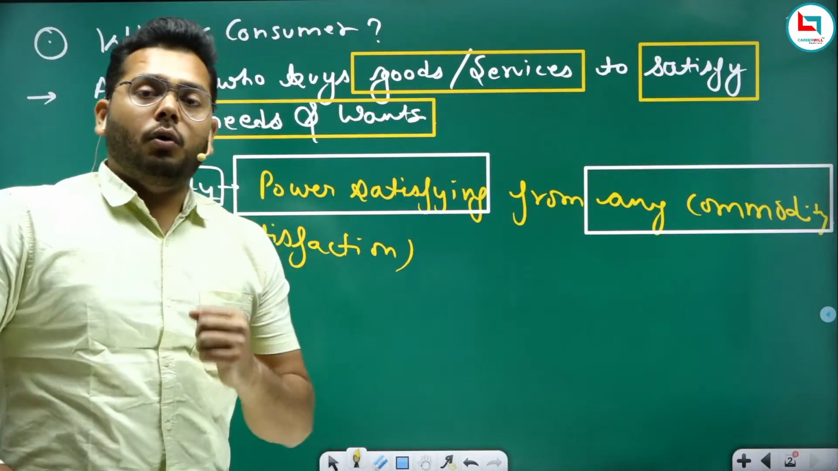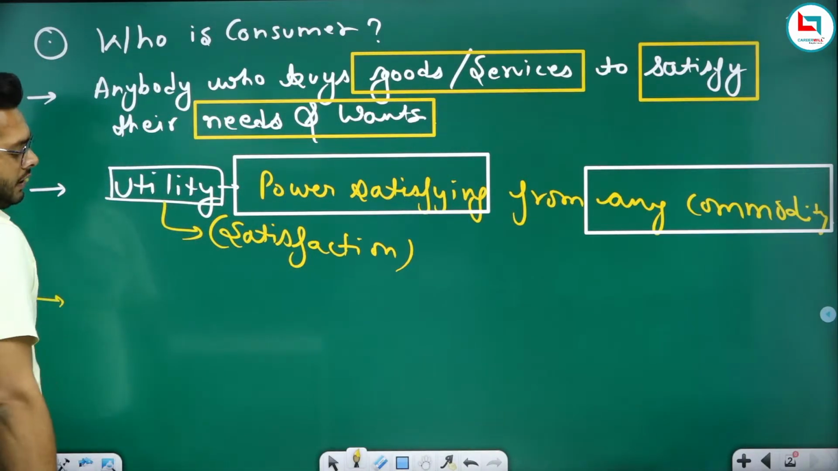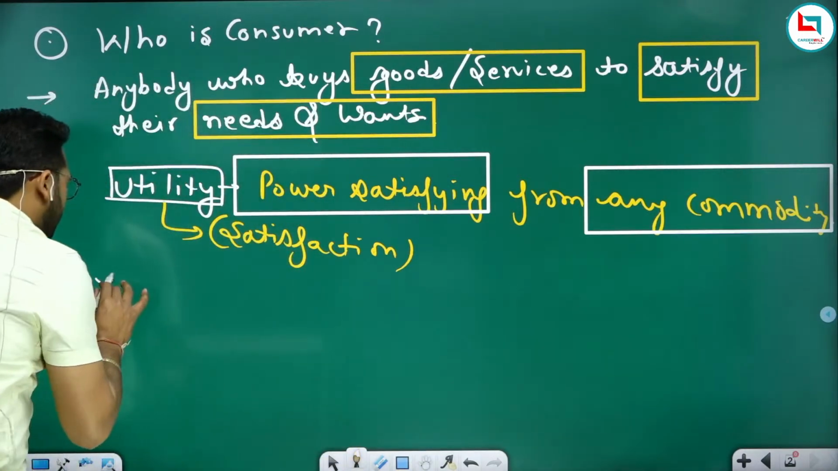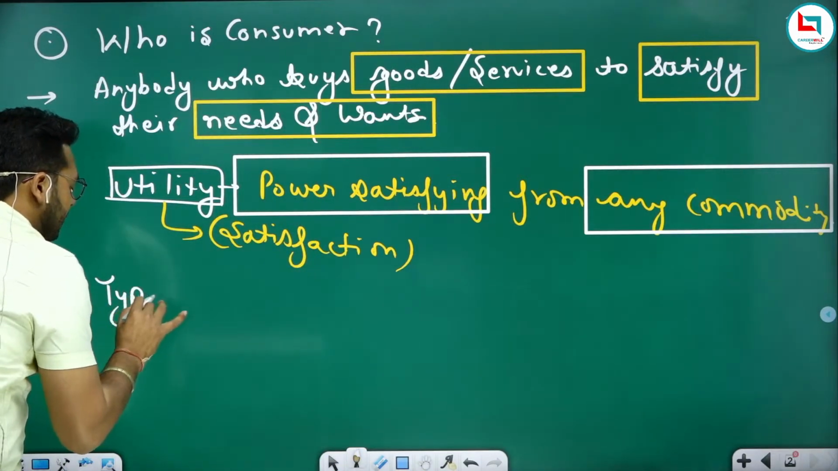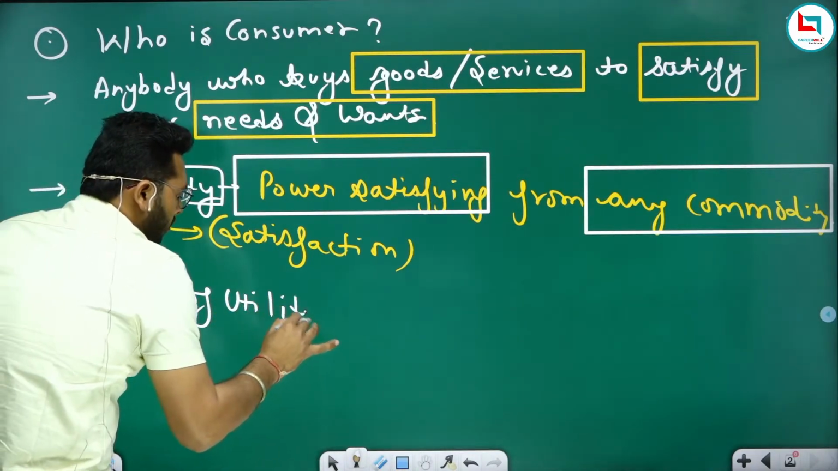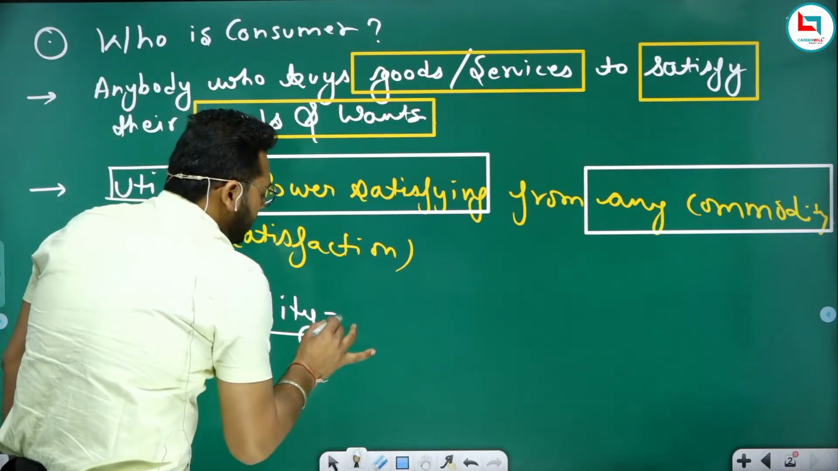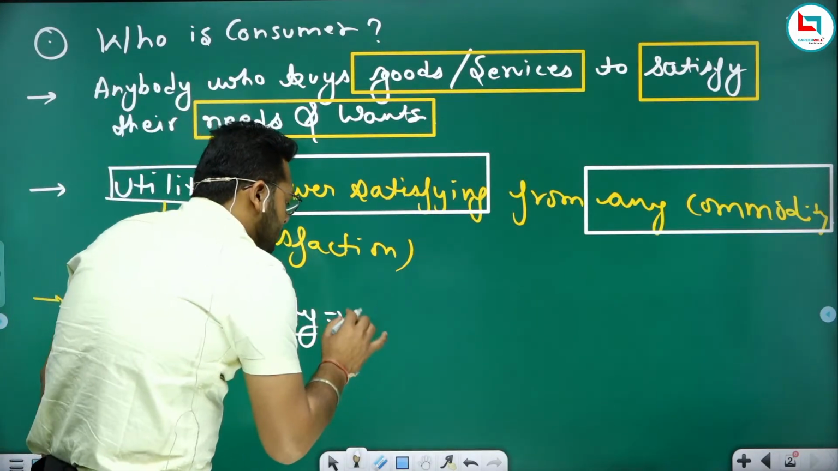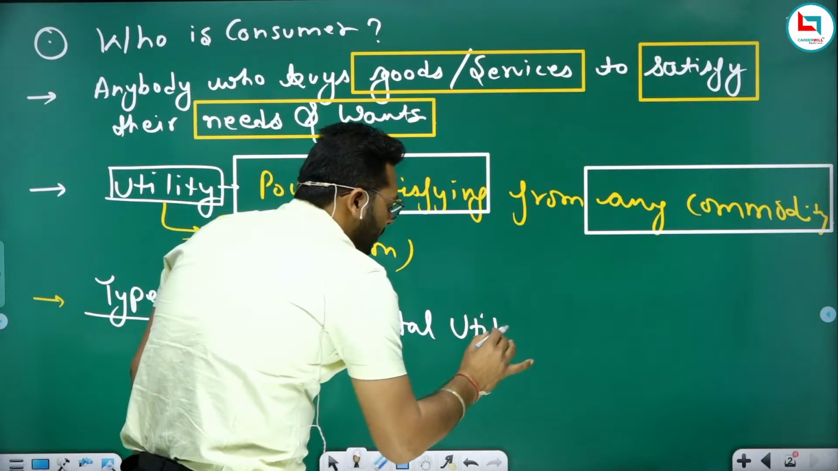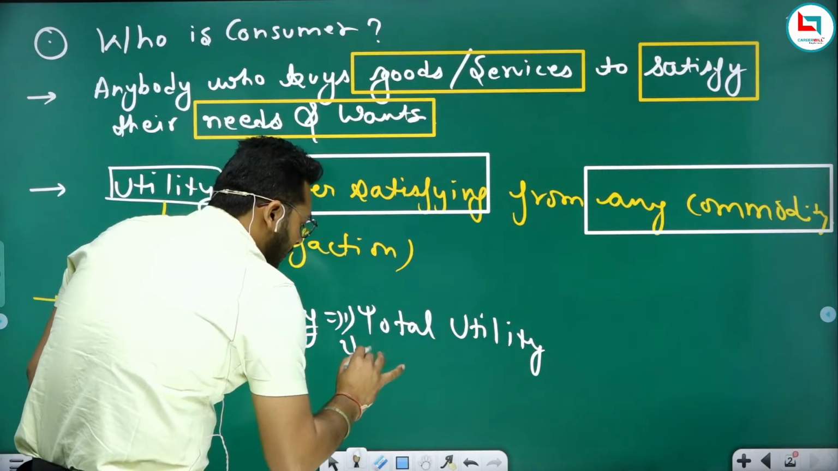Right? Now we need to understand the types of utility. As you know, the first one is total utility. First, total utility. Second, marginal utility.